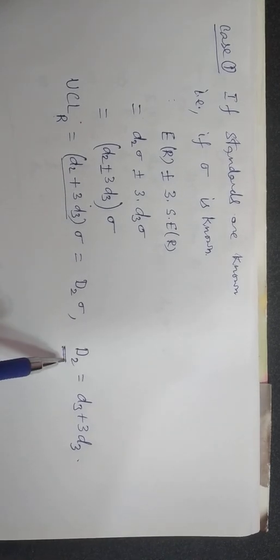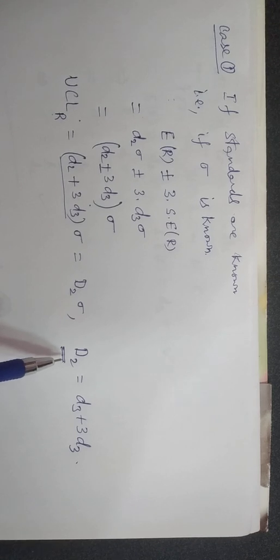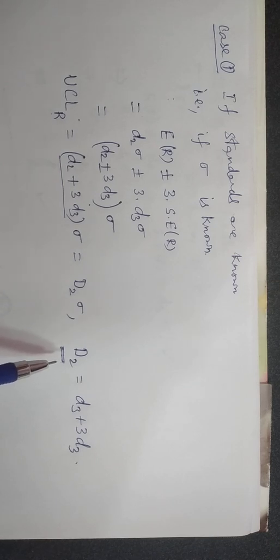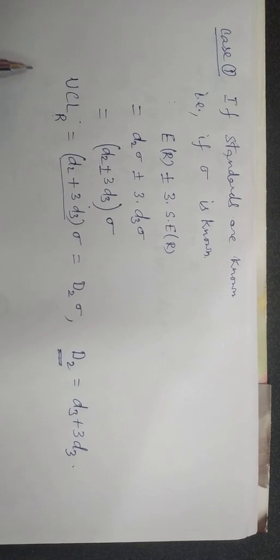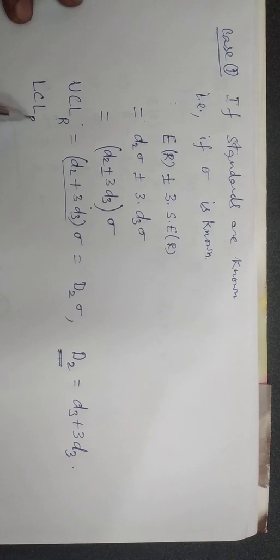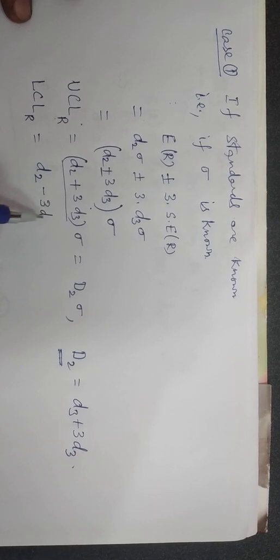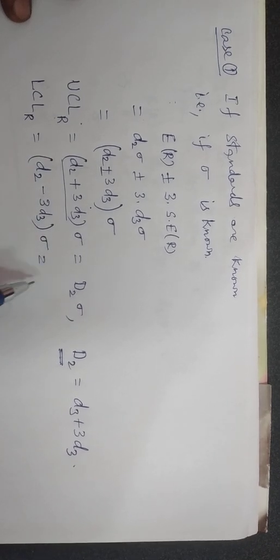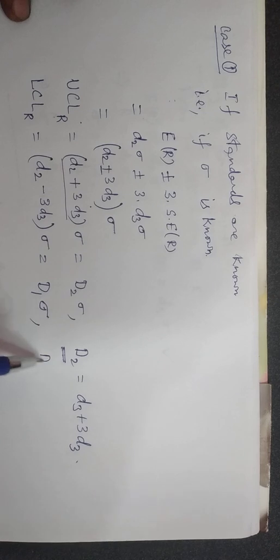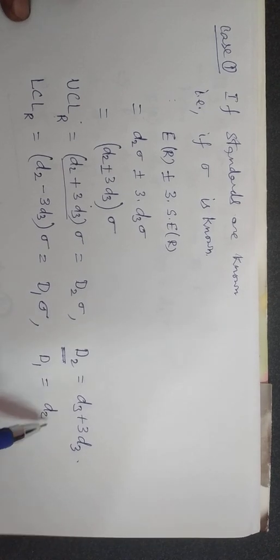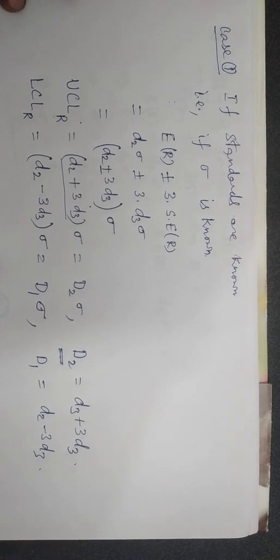This constant capital D2 can be obtained from statistical tables for different values of n. We can simply take the values of D2 for different values of n from the statistical tables, right? Similarly, LCL of R, the lower control limit, is calculated by d2 minus 3 d3 multiplied by sigma. We usually note it down as capital D1 sigma, where capital D1 is d2 minus 3 d3. Hope you understand.